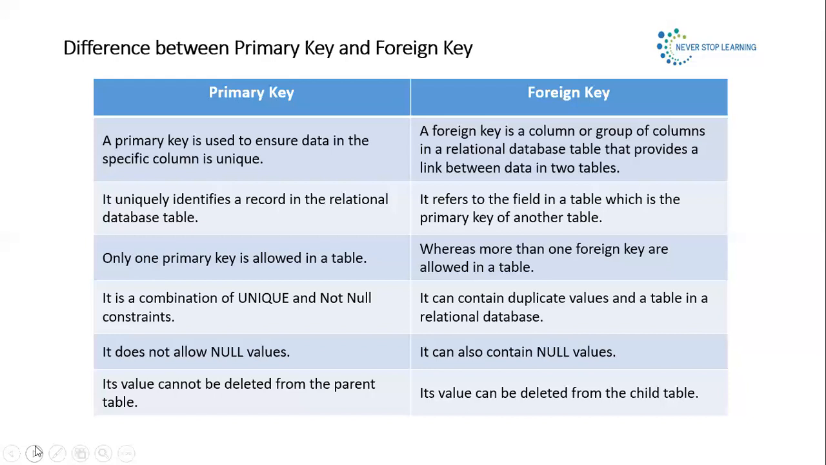A primary key cannot be deleted from the parent table, because if there is any foreign key which is pointing to this primary key, we cannot modify or delete the value of the primary key from the parent table. Whereas in the foreign key, the value can be deleted from the child table, no problem. Until and unless somebody is referring to that particular table, you are allowed to do any kind of modification you want. When some other table starts pointing to it, taking that table as a reference, then you are not allowed to modify or delete.